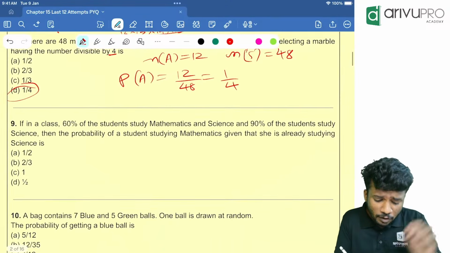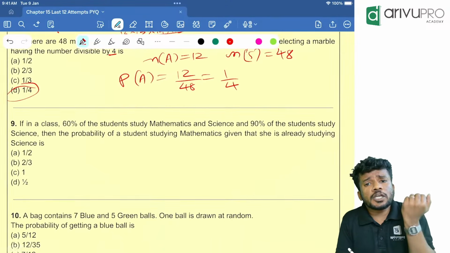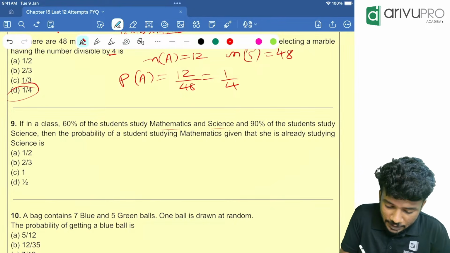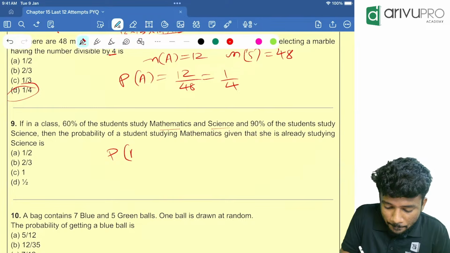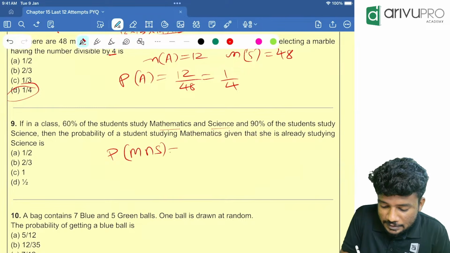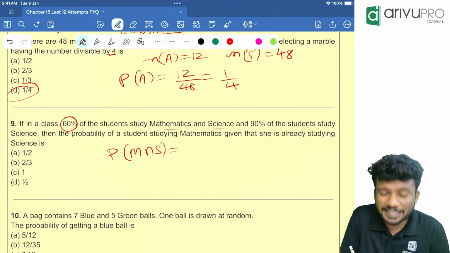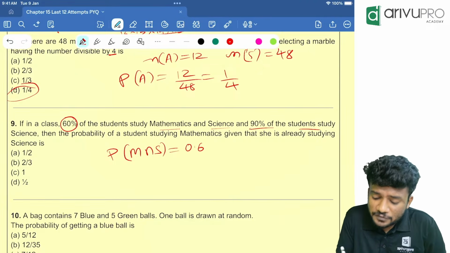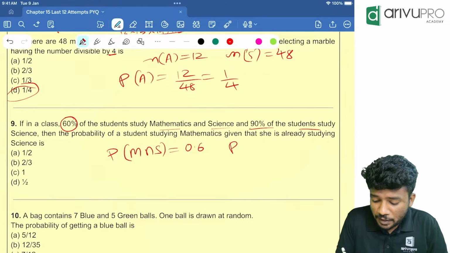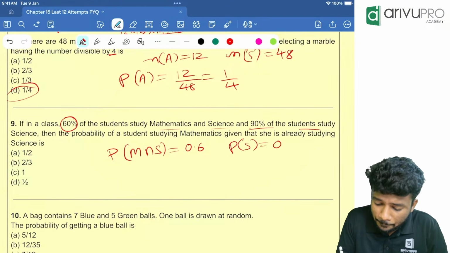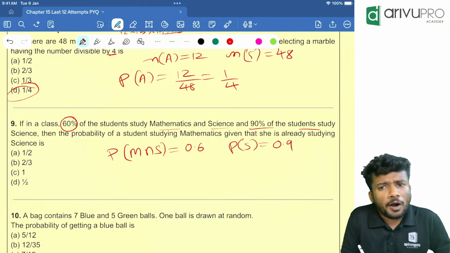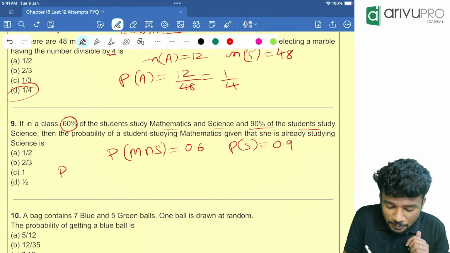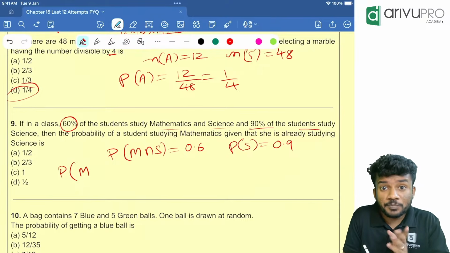If in a class 60% of the students study mathematics and science, that means probability of M intersection S is equal to how much? 60%. 60% is nothing but 0.6. Then 90% of the students study science. P of S is nothing but 0.9. Then the probability of a student studying maths, given that means probability of M, conditional probability.